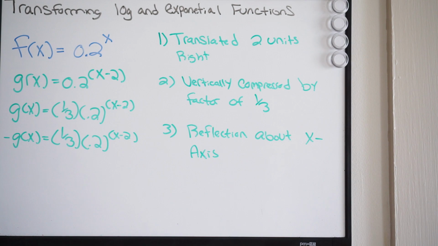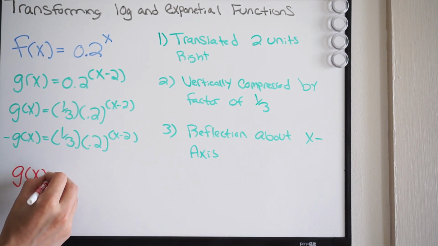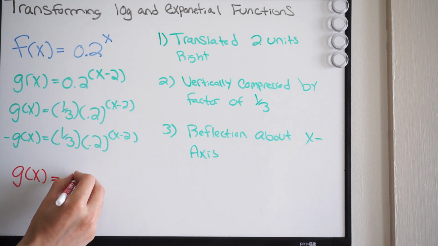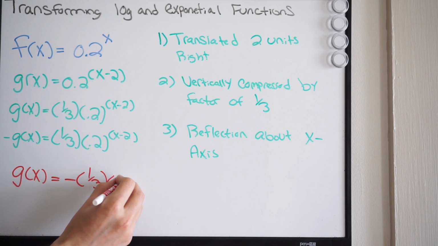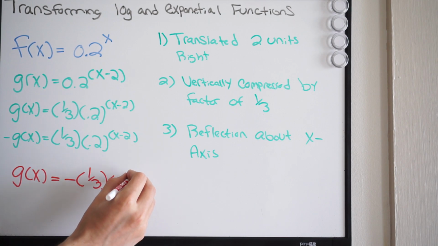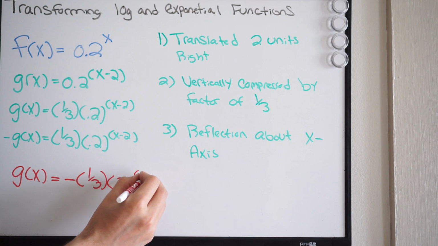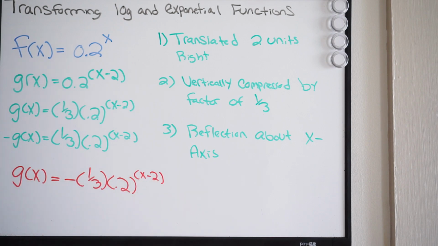And so our final function here will be g of x equals negative 1/3, and then 0.2 to the x minus 2. Okay, and this is complete.